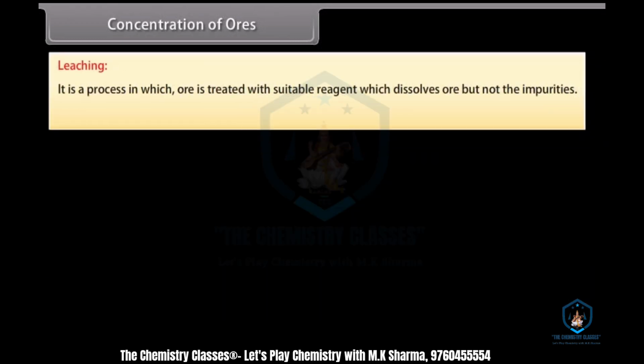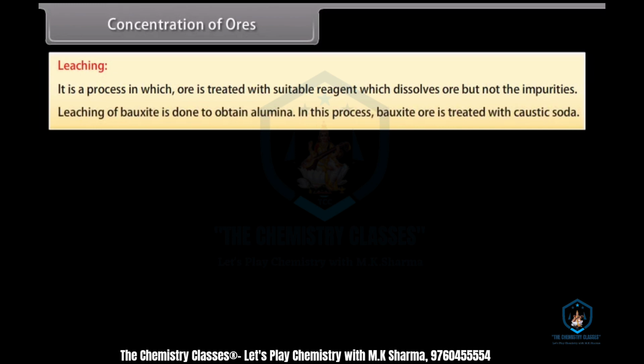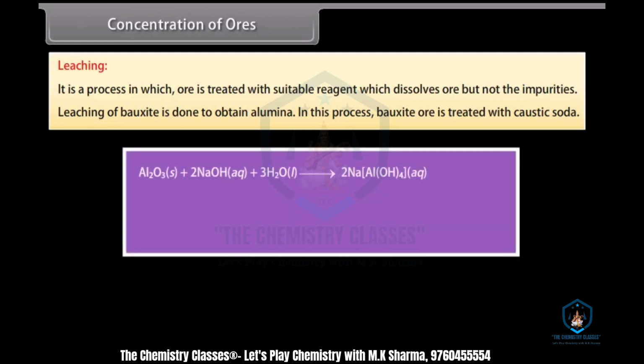Leaching. It is a process in which ore is treated with suitable reagent which dissolves the ore but not the impurities. Leaching of bauxite is done to obtain alumina. In this process, bauxite ore is treated with caustic soda. Al2O3 dissolves in concentrated solution, leaving behind impurities.